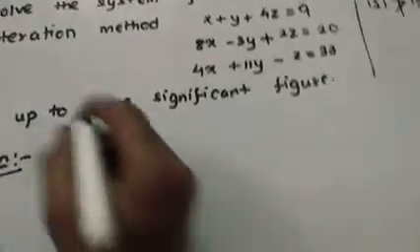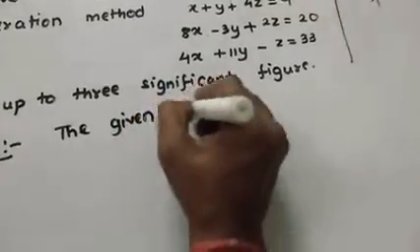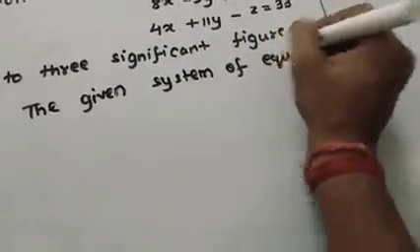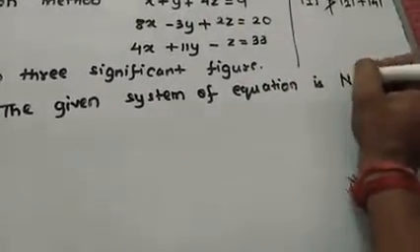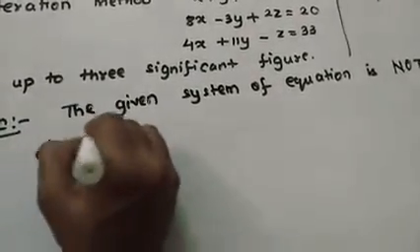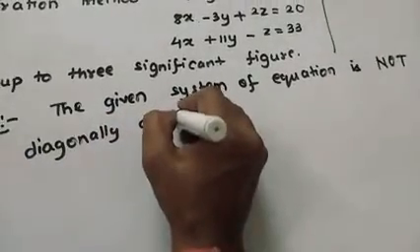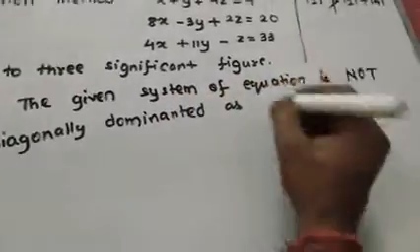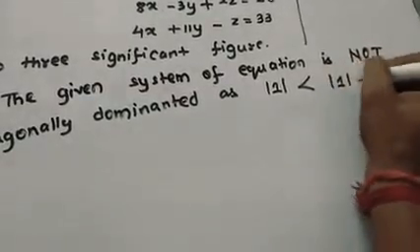So we will write: the given system of equations is not diagonally dominated, as mod 1 is less than mod 1 plus mod 4.